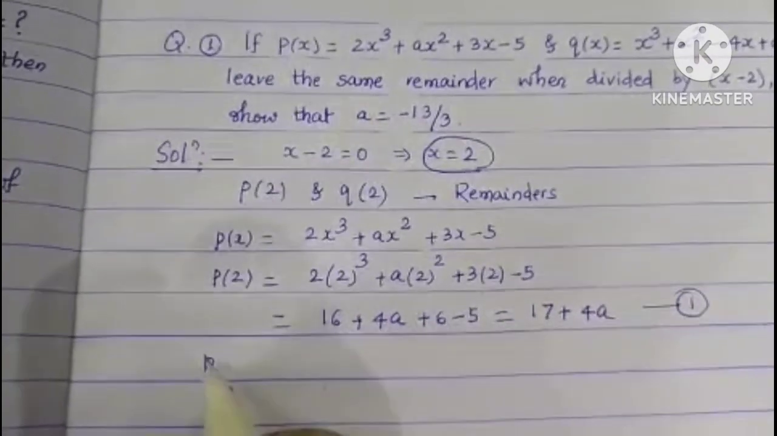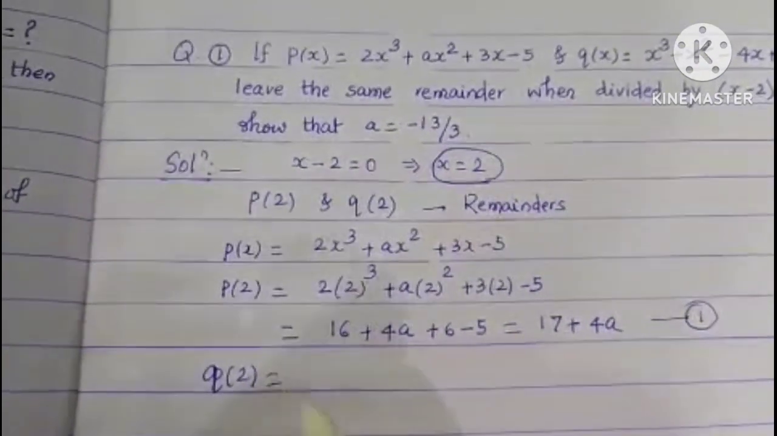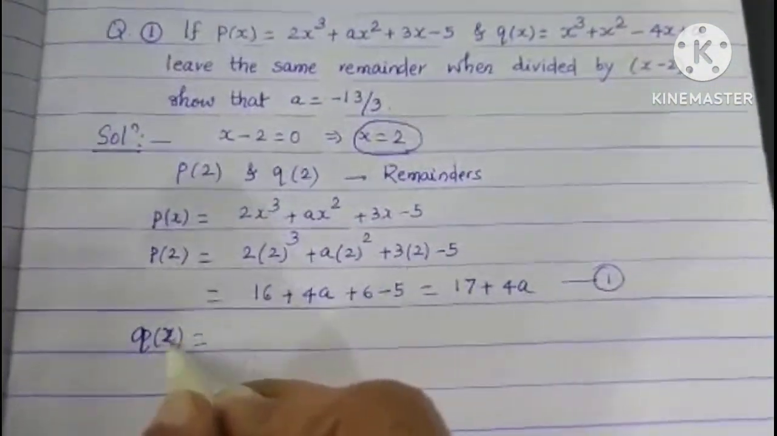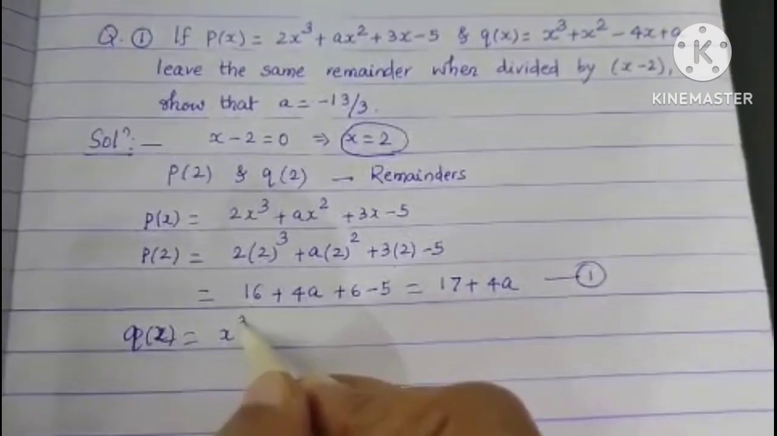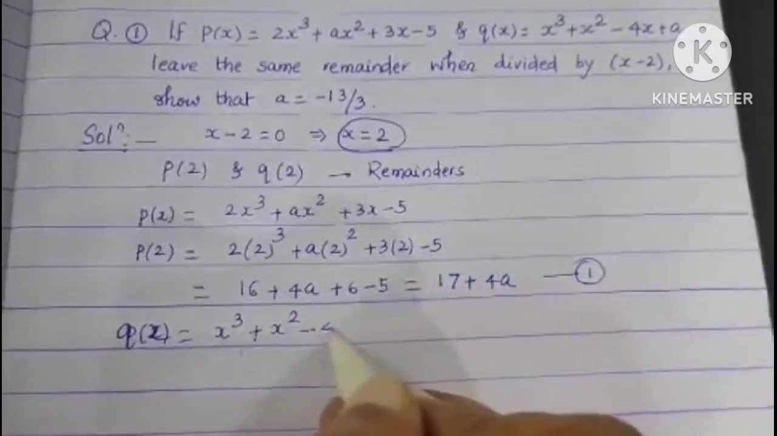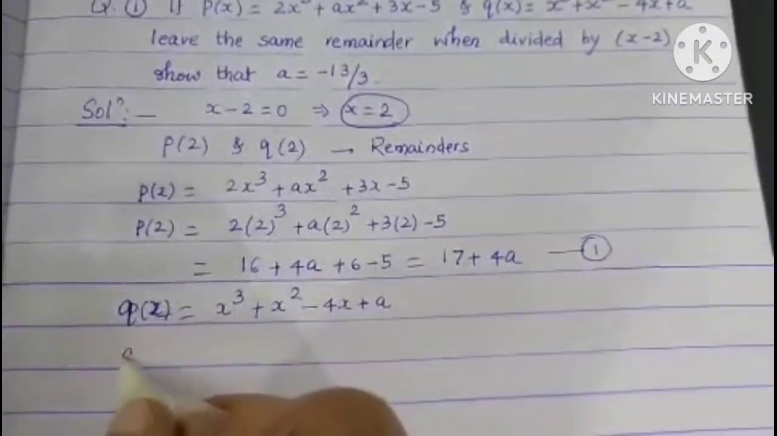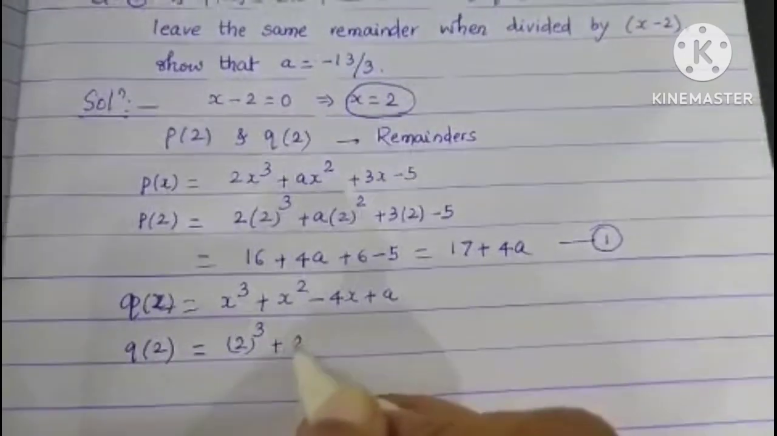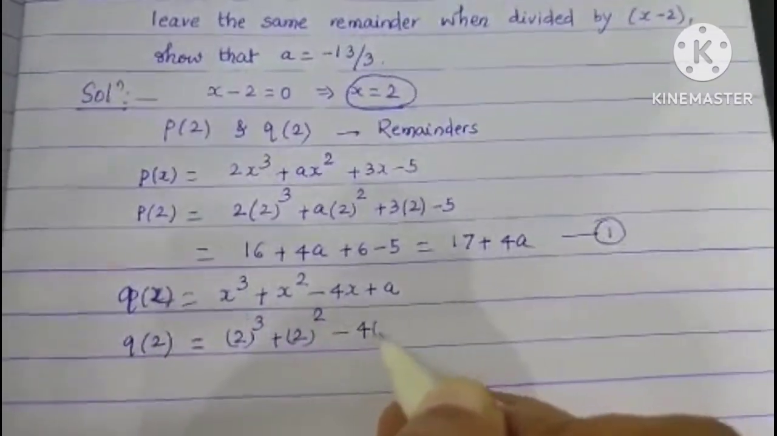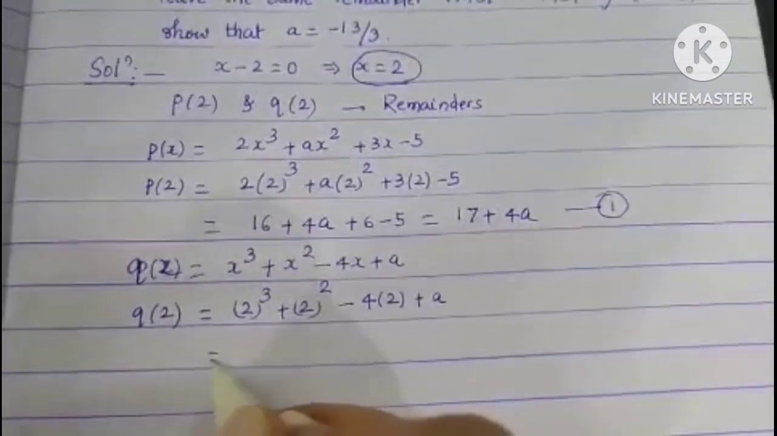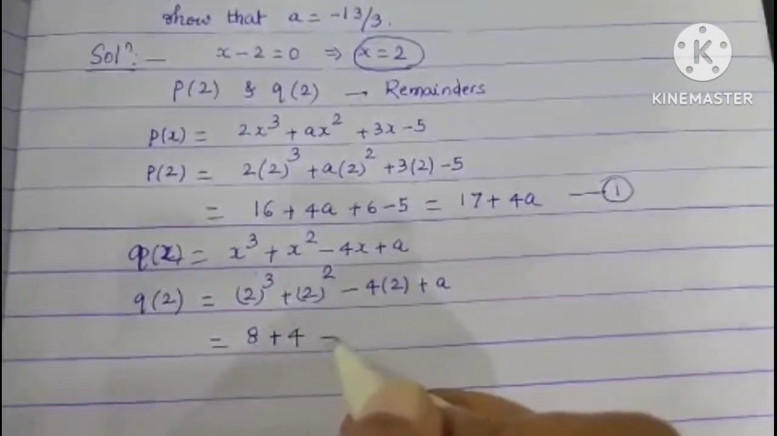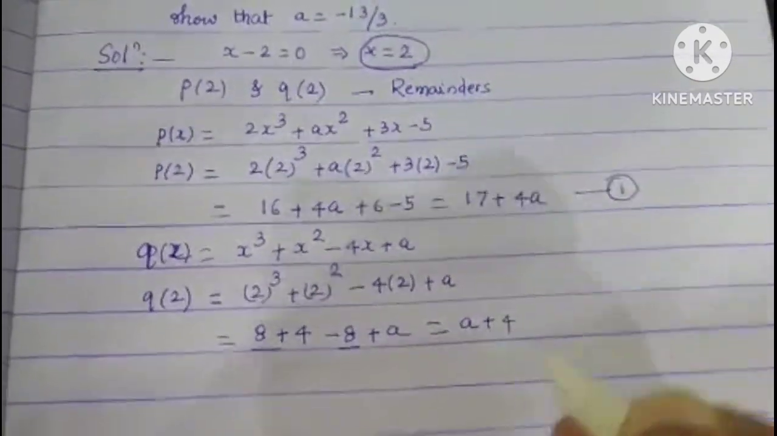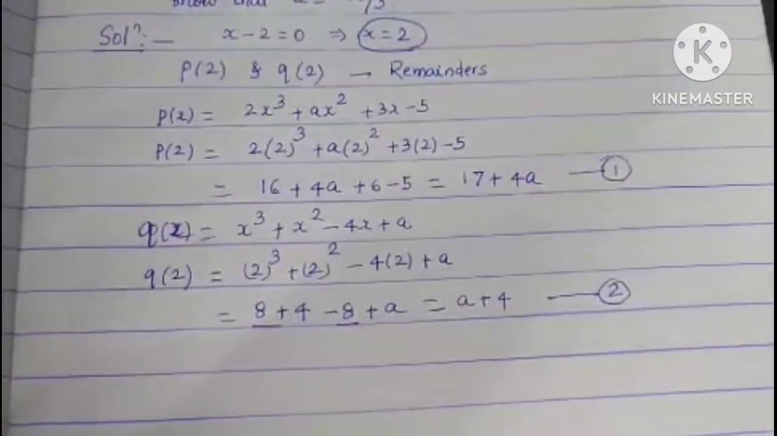Again, we have to find q2. Let us first write qx. Qx is equal to x cube plus x square minus 4x plus a. So q2 will give us 2 to the power 3 plus 2 to the power 2 minus 4 into 2 plus a, that is equal to 8 plus 4 minus 8 plus a, and that is equal to a plus 4, and suppose this is equation 2.